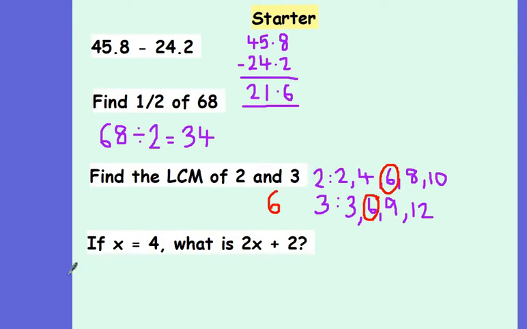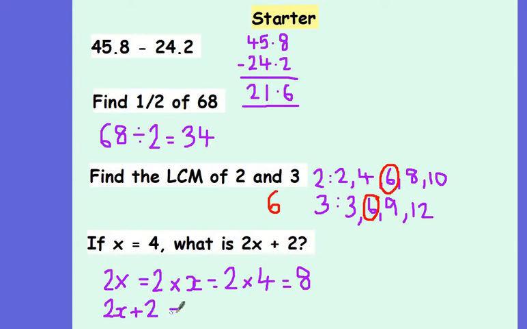And for the last question, if x is equal to 4, what is 2x plus 2? Well, 2x is going to be equal to 2 times x. In this case, x is equal to 4. So I've got 2 times 4, which gives me 8. 2x plus 2 is therefore equal to 2 times 4, which is 8, plus 2, which gives me 10.